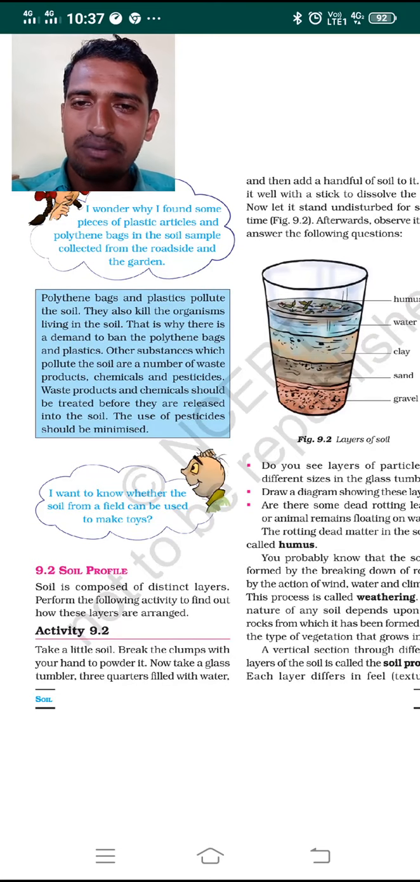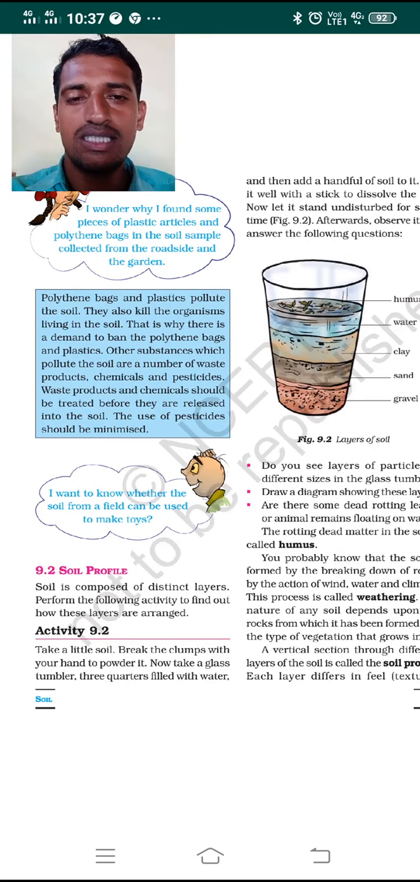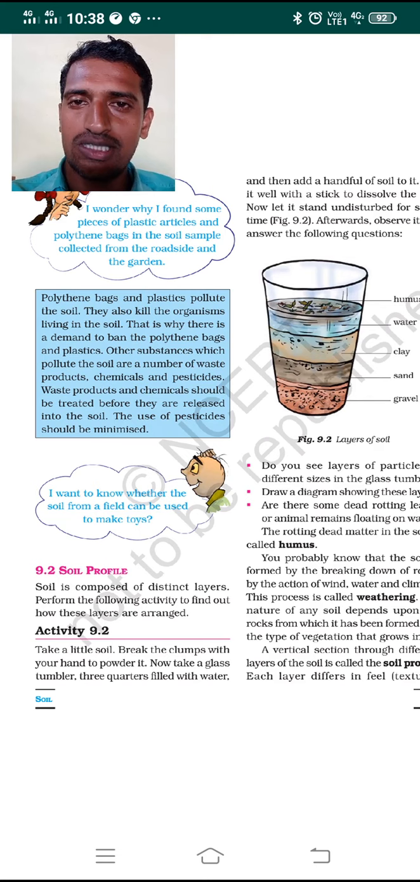So dear students, in the previous class we started the new lesson, that is soil. Soil is one of the important natural resources which is helpful for growing crops, especially for agriculture, for growing garden plants, and it is important for holding the roots of the plants firmly and absorbing the nutrients from the soil.